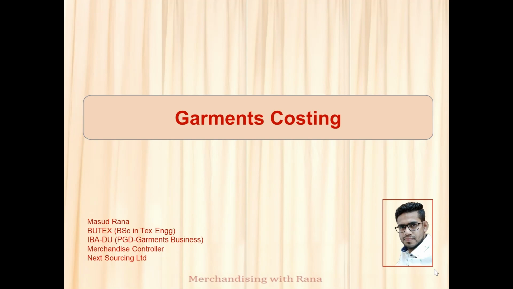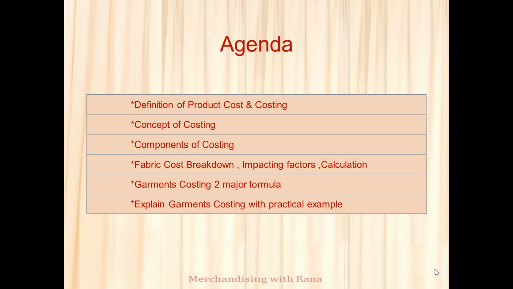Today our topic is garments costing, which is the most important part of merchandising. Let's have a look at today's agenda. Today I will discuss the definition of product cost and costing. After that, the concept of costing, then components of costing, and then fabric cost breakdown, impacting factors and calculation. Then I will discuss two major formulas for garments costing. And at last I will explain garments costing with a practical example.